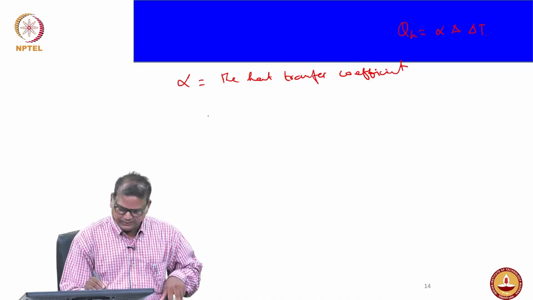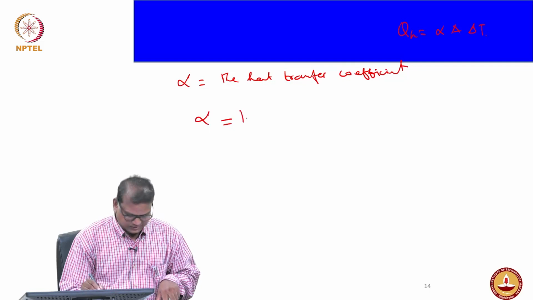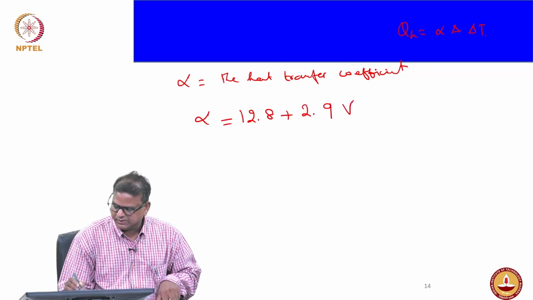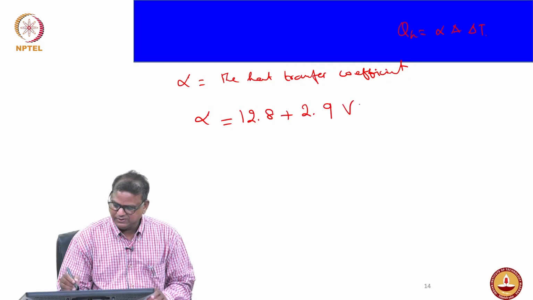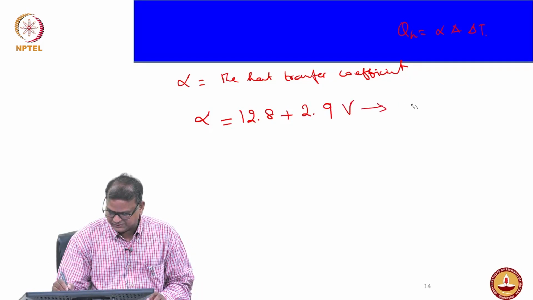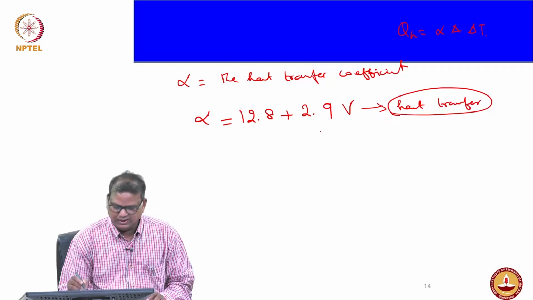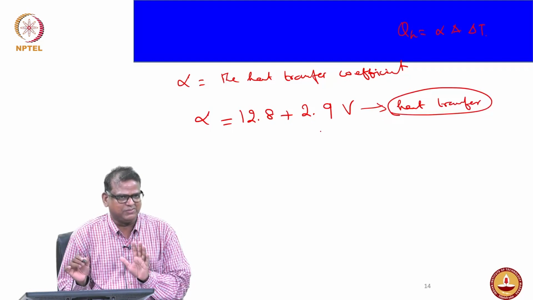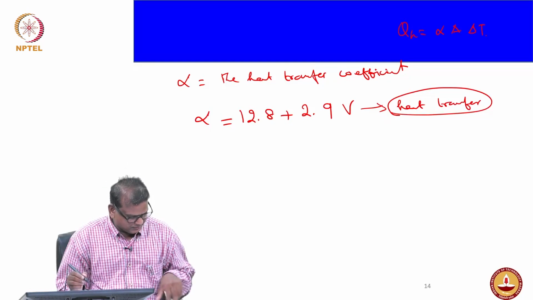Here alpha is nothing but a numerical equation, 12.8 into 2.9 velocity. So straight away take the equation. This is taken from the heat transfer aspect, so we are not going to look at how the equation arrived. That is not our purview. Our purview, you just use the equation. So this is the equation.